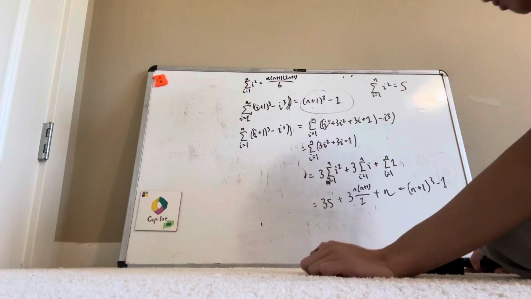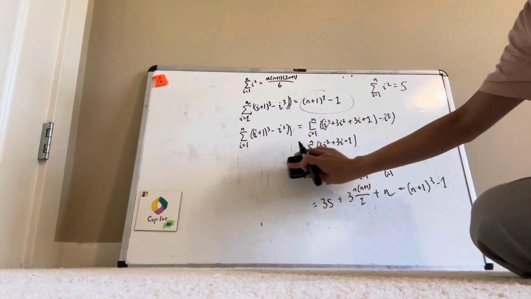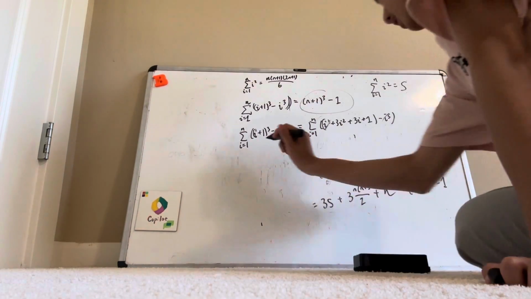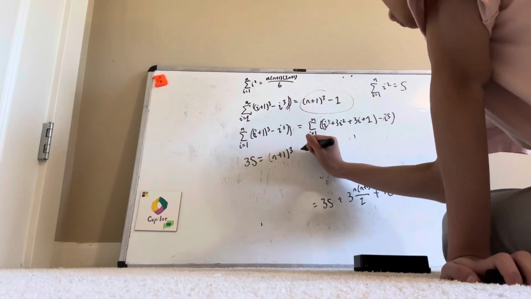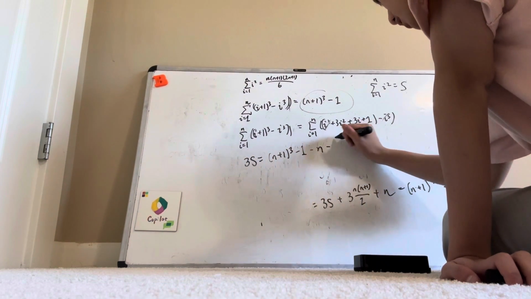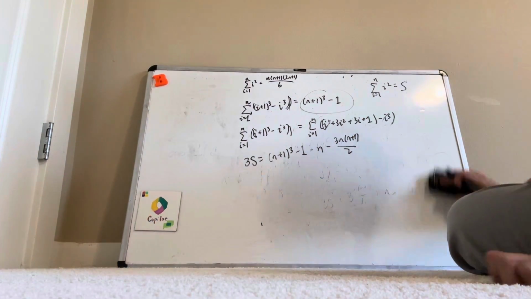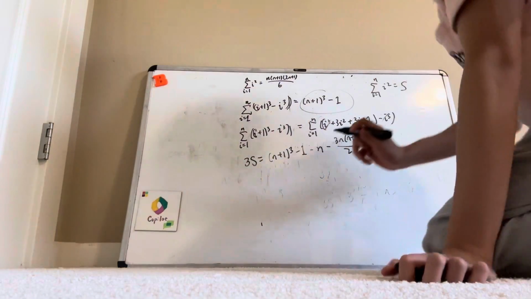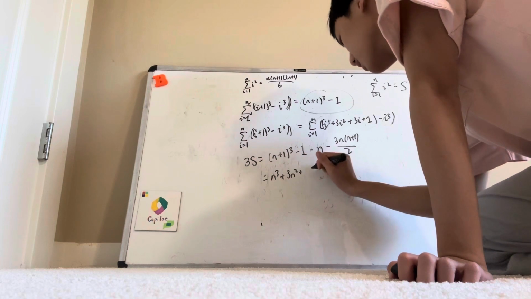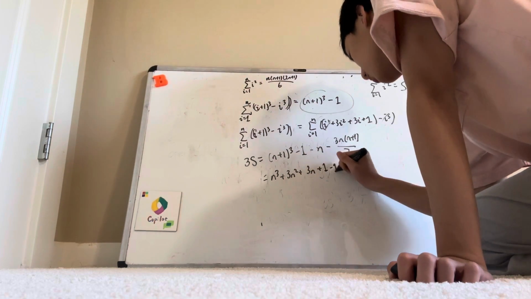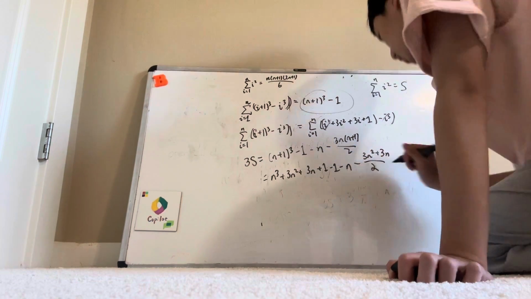Now what? So clearly what we can do now is, let me just get rid of all this here so I have more space. Let me just write this down. Yeah, right, 3s equals n plus 1 cubed minus 1 minus n minus 3n(n plus 1) over 2. Perfect. Now let's just expand this. So this is equal to n cubed plus 3n squared plus 3n plus 1, minus 1, minus n, minus (3n squared plus 3n) over 2.